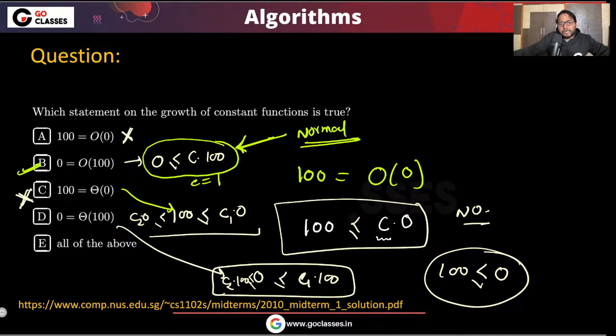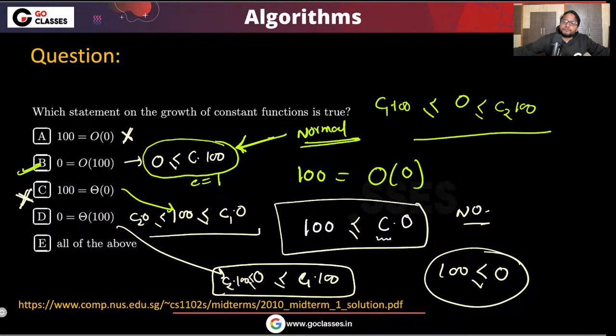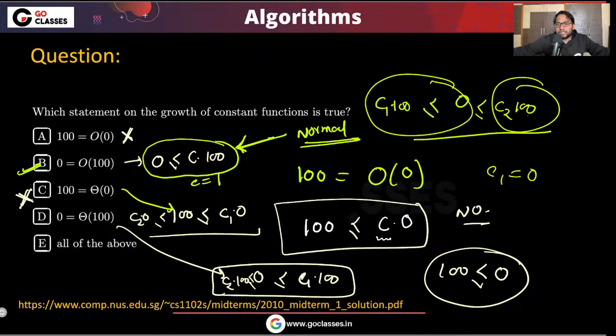Yeah, this is interesting, right? Can the 0 be less than or equal to this? Is this true or false? This particular statement: 0 is less than or equal to C1 into 100, and less than or equal to C2 into 100. Is this true or false? For some C1 is this true? Yes, C1 equal to 0, right? For some C2 is this true? Yes, C2 equal to 0. So that's why this is true, right?